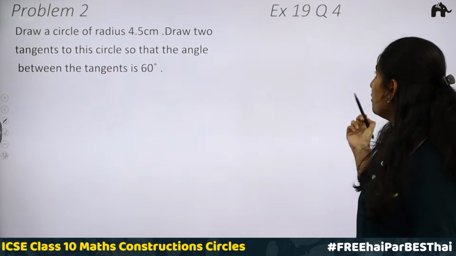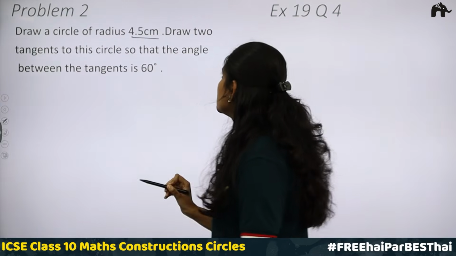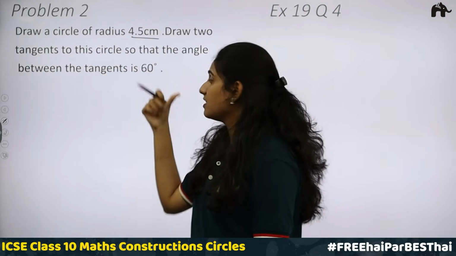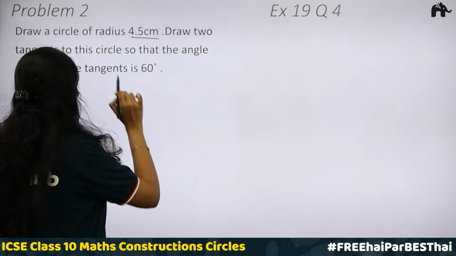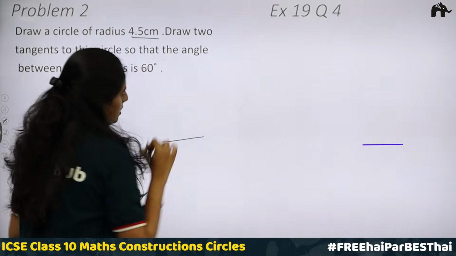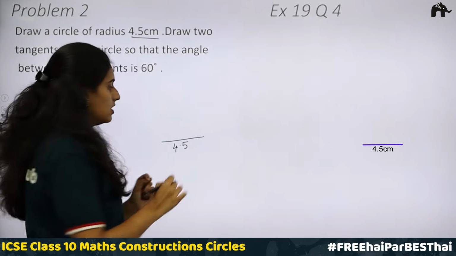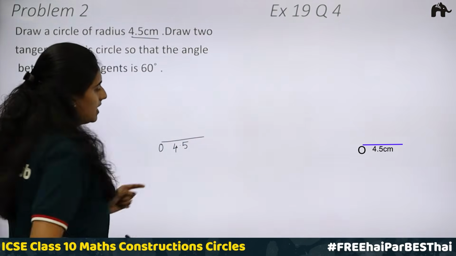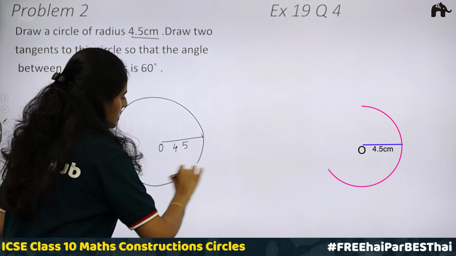Next, problem number 2. We are doing question 4 of exercise 19. Draw a circle of radius 4.5 centimeter. Draw 2 tangents to this circle so that the angle between the tangents is 60 degree. First, let us draw a circle of radius 4.5 centimeter. I am measuring 4.5 centimeter with the ruler and compass. So, this is 4.5 centimeter. Let us take center O. With this 4.5 centimeter radius, we are drawing a circle. So, this is the required circle.